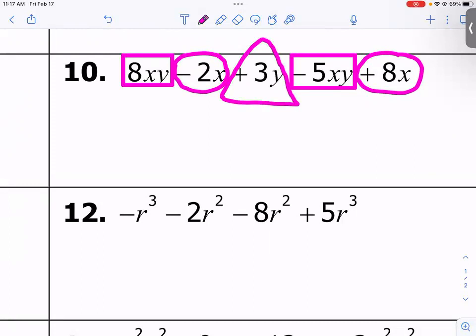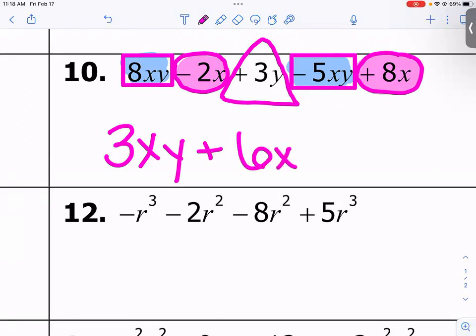Okay, so I can combine my 8xy and my minus 5xy to be what? 3xy. Okay, now I can combine minus 2x plus 8x. Okay, do I have anything to combine my 3y with? No. That's okay.